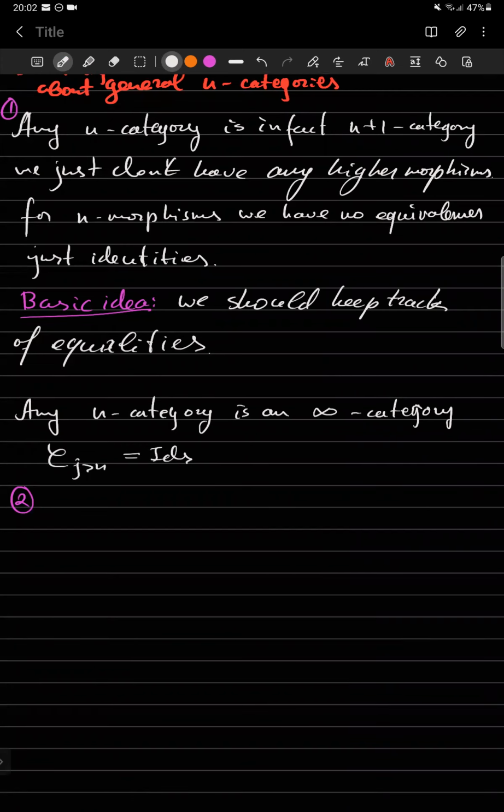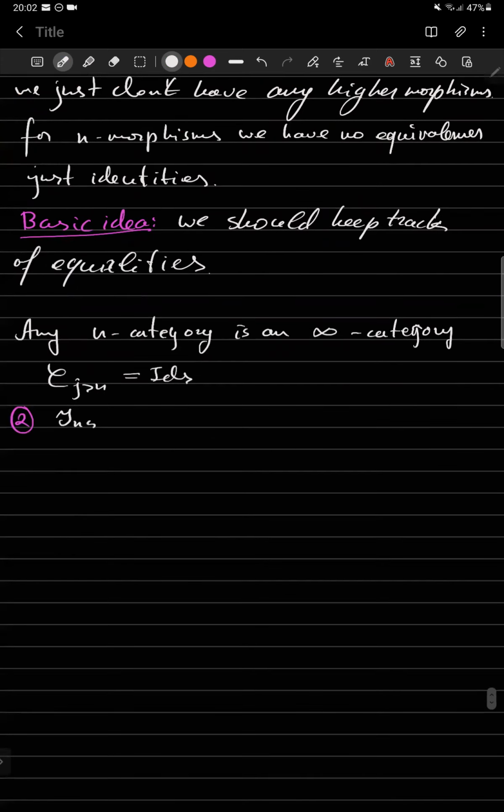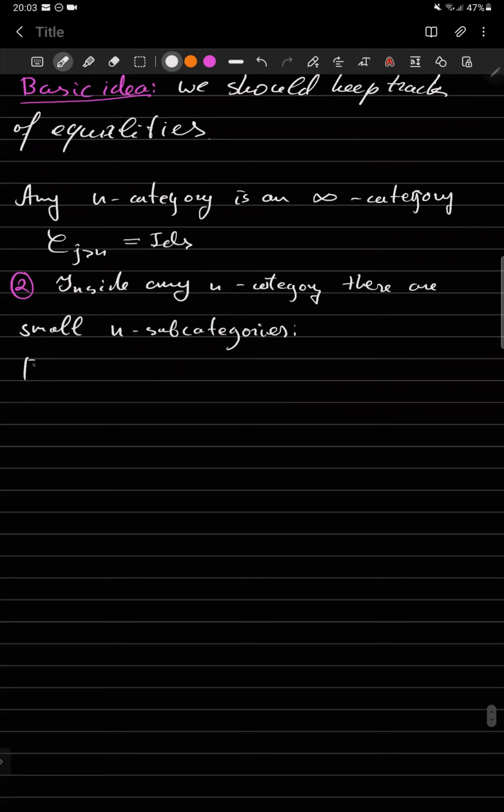The second point is that we actually can find small, in a very mundane sense of the word, small n-subcategories in the following way. Inside any n-category, there are small n-subcategories. For example, let C be a three-category.